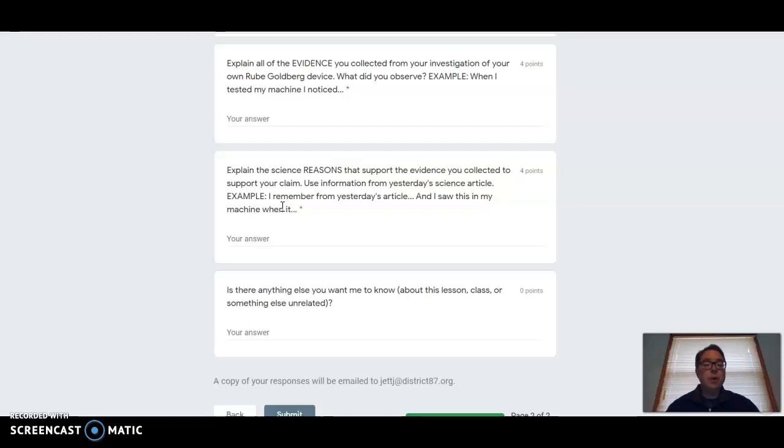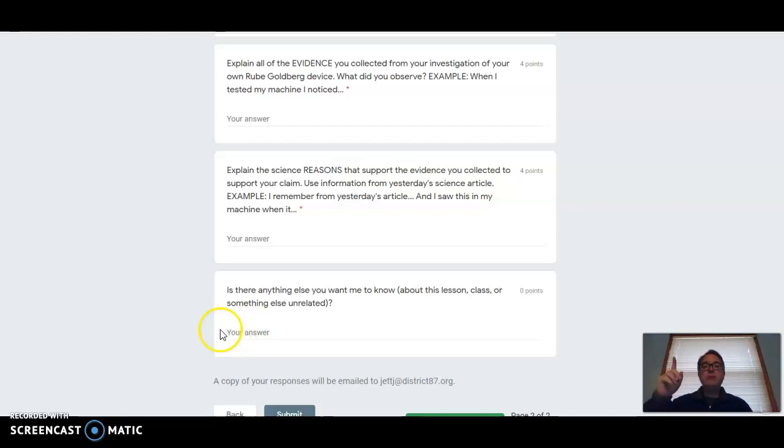So 2 parts here. Number 1, you're telling me what you learned in the article, and number 2, you're telling me how you witnessed that in your own Rube Goldberg machine. If you have both of those things in there, then you'll get all the points for that section. And finally, at the bottom, is there anything else you'd like me to know about? Put anything in there that comes to your mind, and I'd be glad to read it.